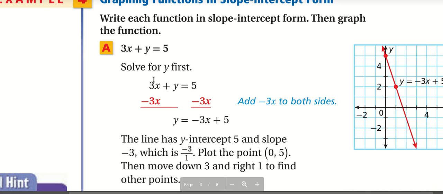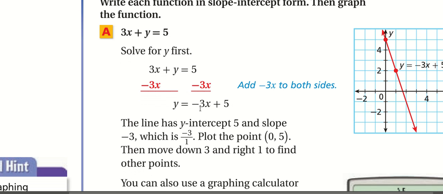So first, I'm going to give you the equation 3x plus y equals 5. This is not yet solved for y. So to solve for y, we subtract 3x from both sides, and we get y equals negative 3x plus 5. Now, negative 3 is the slope, and 5 is the y-intercept. So what we do is we go up to (0, 5) and put a point. Then we use the slope of negative 3. We rewrite negative 3 as negative 3 over 1. So the rise is down 3, right 1. Down 3, right 1. And that's how we graph the line.